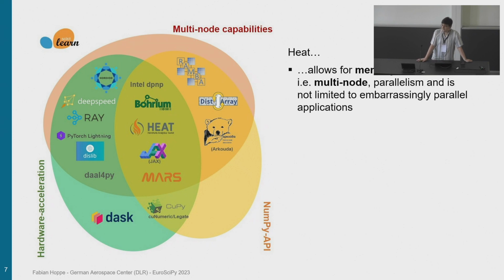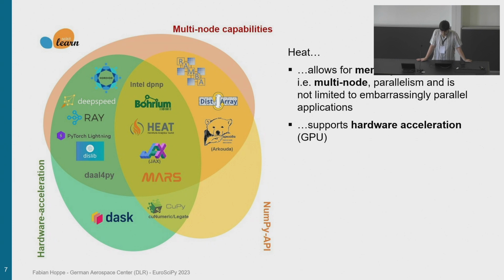The first selling point, of course, is that HEAT does memory distributed computation. So you can use it in a multi-node setting, and in particular, you can do multi-node computations that are not embarrassingly parallel. Embarrassingly parallel would be tasks where you just do exactly the same to each data set on each node. But for example, if you do matrix multiplication or PCA, that's not embarrassingly parallel.